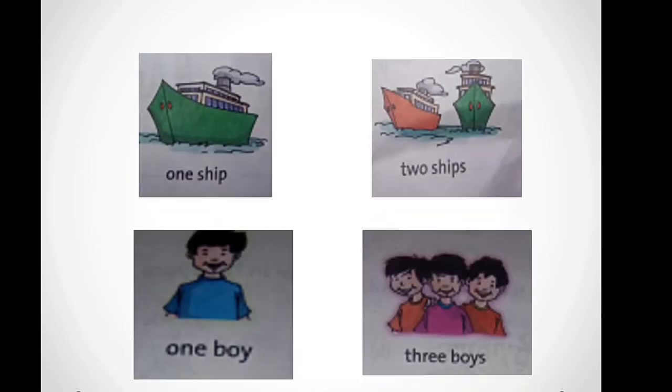Then the next picture, one sheep. Here is one ship, and there are 2 ships in the next picture. We will use 2 ships. We will add s. Then one boy, and in another picture there are 3 boys. We will add s.